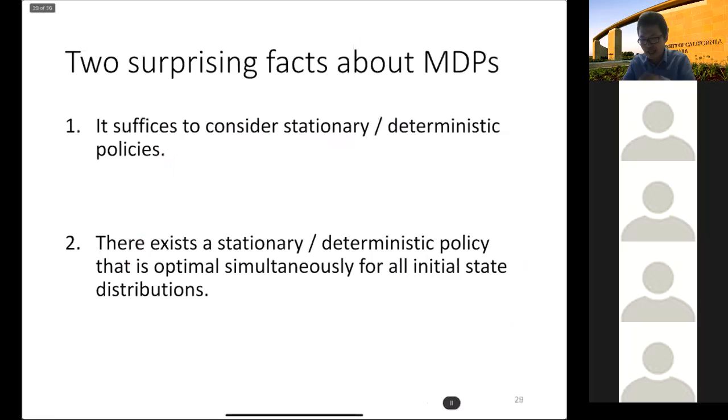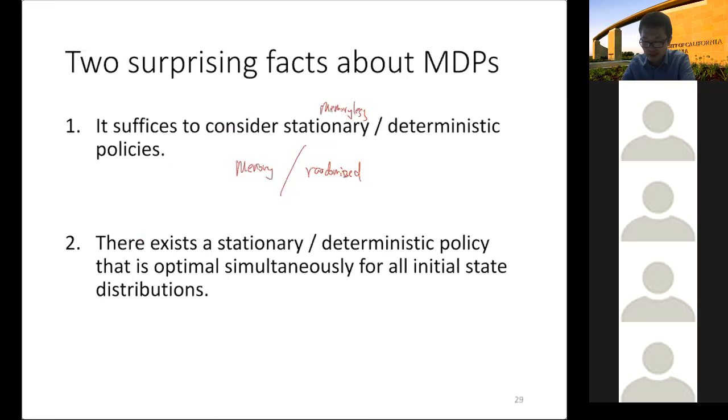For instance, a general policy can have various dependence on the past. It can have memory, or it could be randomized. But if we can throw away the memory and consider only the stationary, or so-called memoryless, policies, then that's a benefit that we can leverage computationally and statistically.